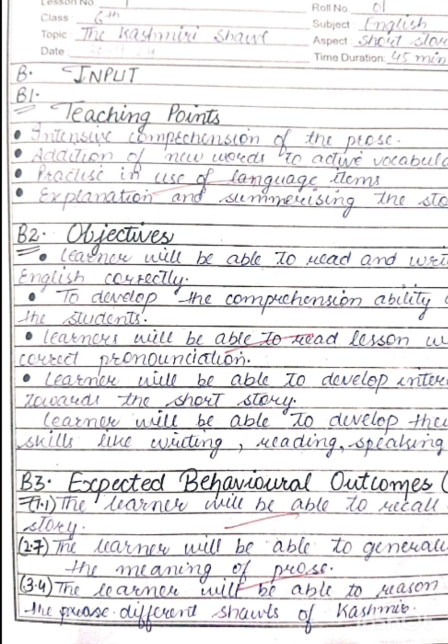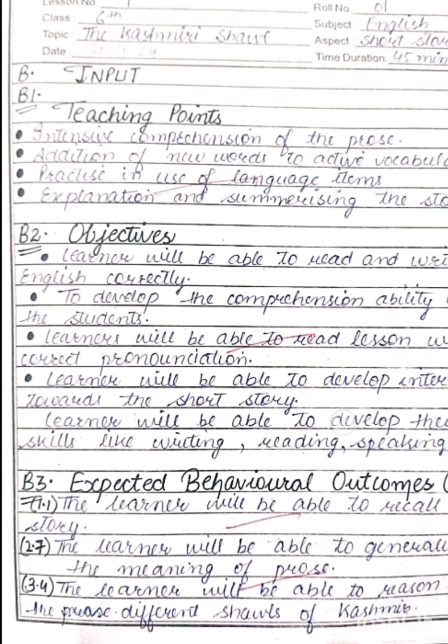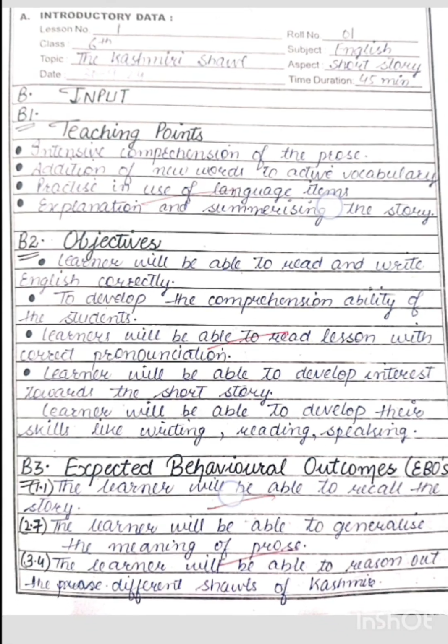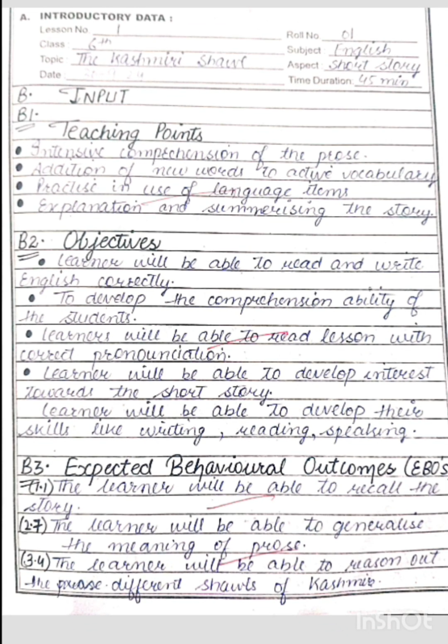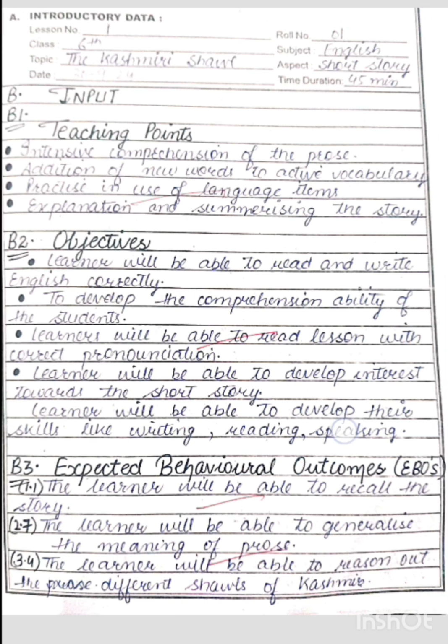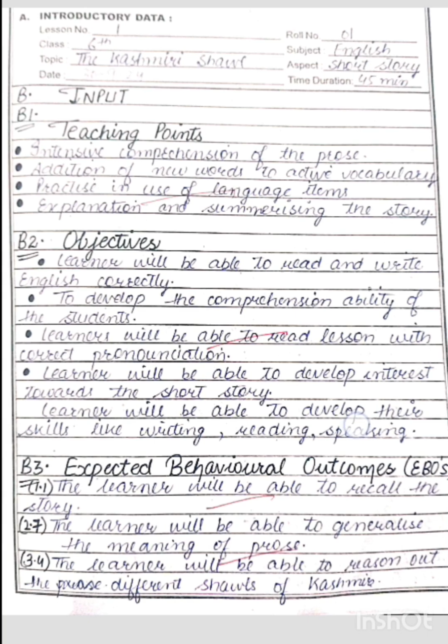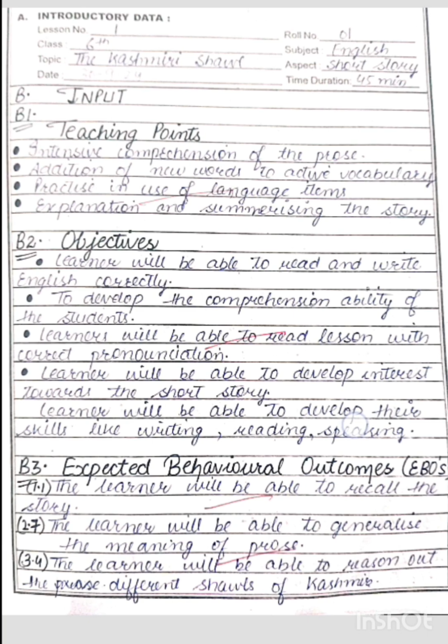The second point is addition of new words to the active vocabulary. In this, the pupil teacher says the new words loudly and tells the meaning with the help of a flashcard. The third one is practice in use of language items. In this, the pupil teacher will explain these new words with the help of sentence framing, and at the end explain and summarize the story with the help of a chart or model.